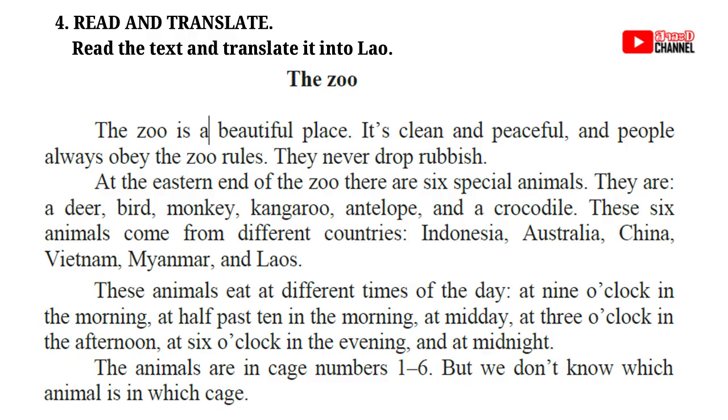They never drop rubbish. At the eastern end of the zoo, there are 6 special animals. They are a deer, bird, monkey, kangaroo, antelope, and a crocodile. These 6 animals come from different countries: Indonesia, Australia, China, Vietnam, Myanmar, and Laos. These animals eat at different times of the day: at 9 o'clock in the morning, at 10:30 in the morning, at midday, at 3 o'clock in the afternoon, at 6 o'clock in the evening, and at midnight. The animals are in cage numbers 1 to 6. But we don't know which animal is in which cage.